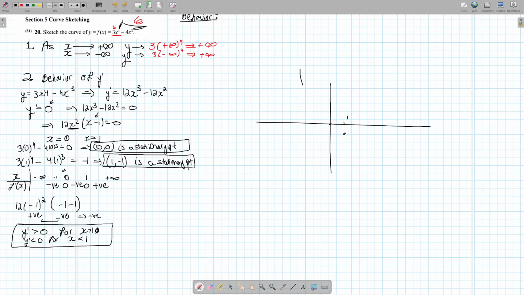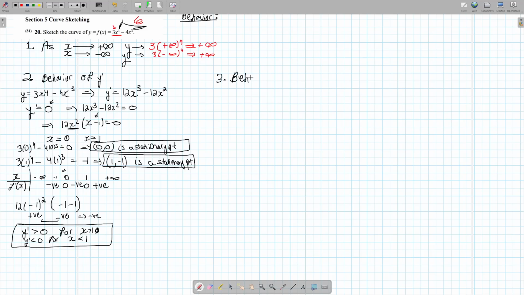We need to know if it's going to be concave up. Well, this is concave up, because concave up is like this, okay? Or if it's going to be concave down. This is concave down, okay? You have to check this. So now to check concavity, how do you check concavity? You need to check y double prime.